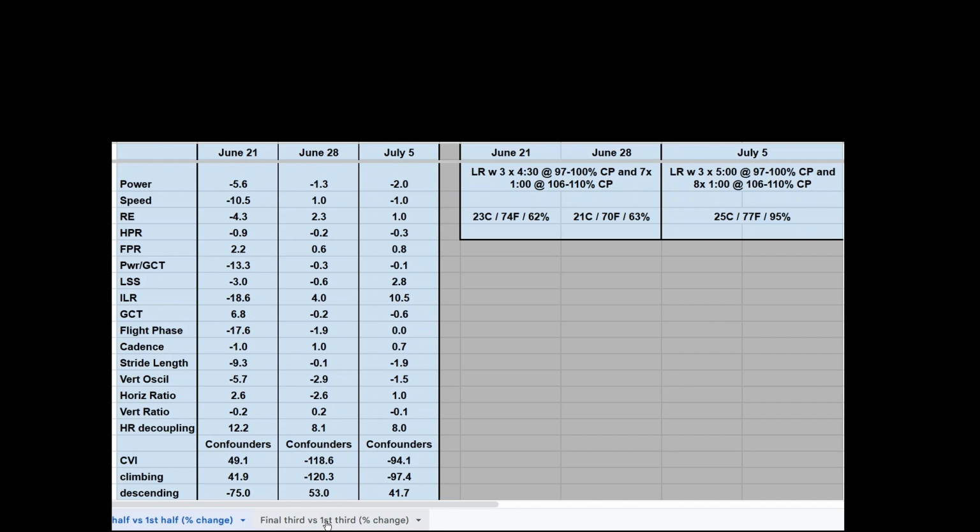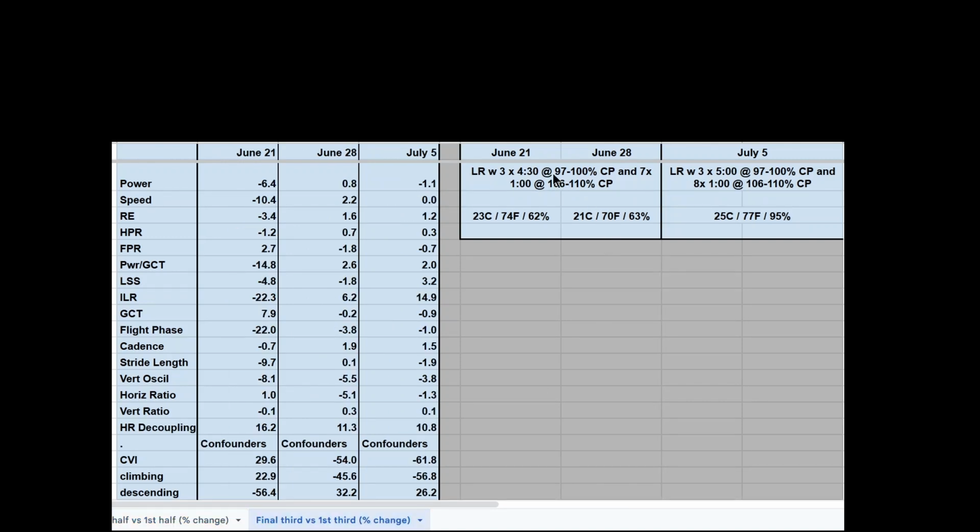Let's take another quick look at the other chart. Same runs. So we're doing the same runs, but we're looking at the final third versus the first third. All right. So I'm not going to go into as much detail because I've already explained some of the confounders involved and so forth. But let's look here. Let's look at horizontal power ratio, form power ratio. This one actually improved, and that decreased, final third versus first third.